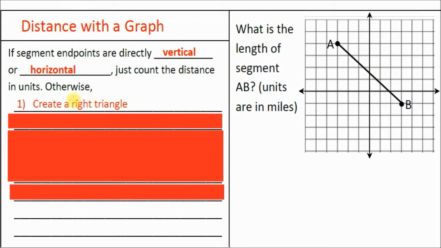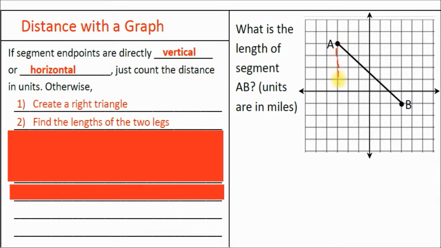So the first thing we'll do is create a right triangle. I'll be doing that in a moment. Let's just go through the steps of how to figure out distance with the graph. First, create a right triangle. Next, you find the lengths of the two legs. So we're going to be doing something like this.